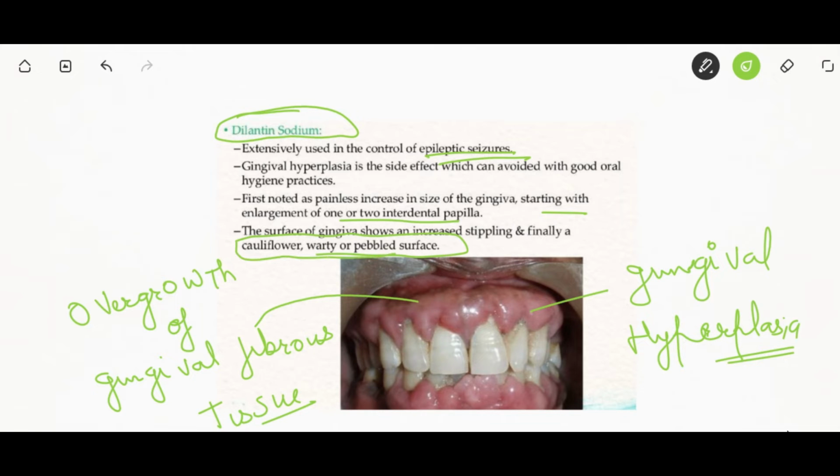On palpation, you will see that the tissue is dense, resilient, and insensitive. This hyperplasia of the oral mucosa is entirely confined to the gingival tissue surrounding the teeth.